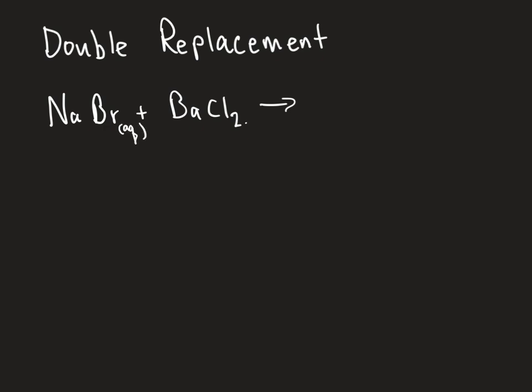We're going to take an aqueous solution of sodium bromide, and we're going to react it with an aqueous solution of barium chloride. And for right now, we're going to assume that all of these reactions take place. We're going to write out the products, and later on down the road, we'll determine which reactions will not take place, and we'll be able to identify the solid product. So in this case, we're going to do the reaction as though it's going to take place.